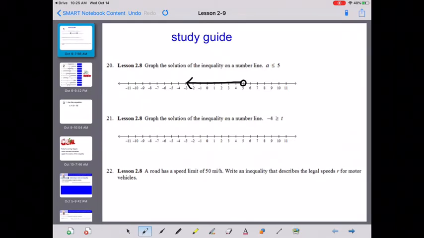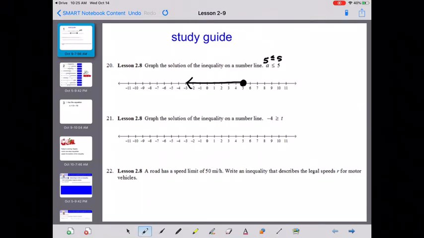Then I need to ask myself, should I fill in the circle at the 5? The way that you figure this out is to ask yourself if 5 meets the criteria of being less than or equal to 5. And the answer is yes, it does. So that means 5 is a solution. So we fill that in.